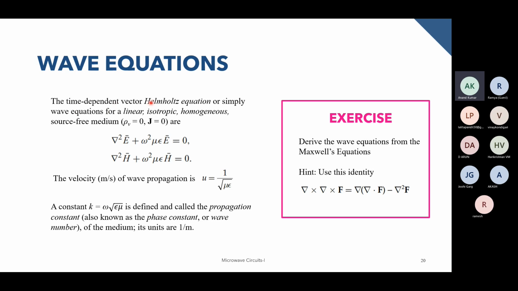Then we started with the wave equations, and we saw that the wave equations are given by the Helmholtz equations. For a linear, isotropic and homogeneous medium, the Helmholtz equation will look something like this. And we define the velocity of wave propagation and the propagation constant, or the wave number, of the propagating wave. I've left it as an exercise for you to derive wave equations from Maxwell's equations. No worries, I'll share the results maybe after class or by tomorrow. We won't discuss this because it is very standard. Maybe we can refer to the textbook.